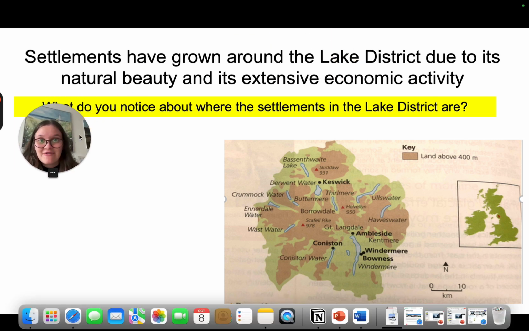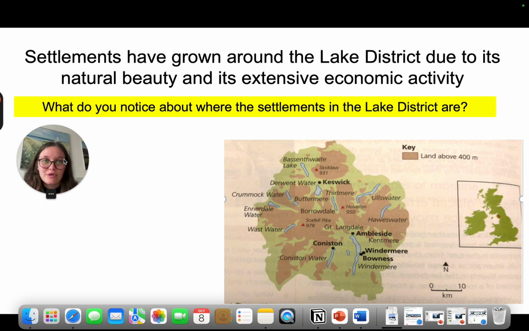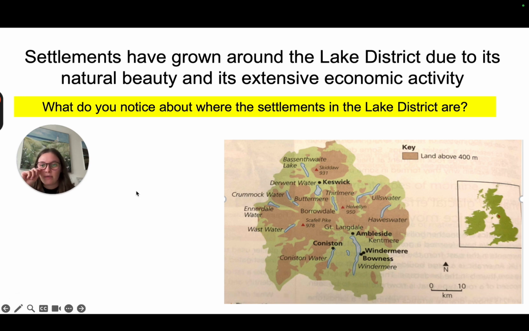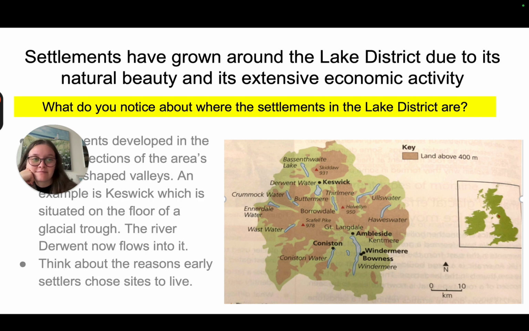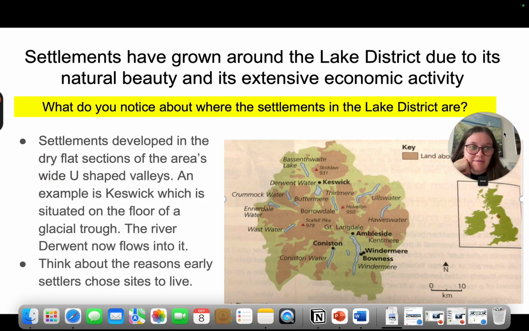So settlements have grown around the Lake District due to its natural beauty and its extensive economic activity. Looking at this map here, what do you notice about where the settlements in the Lake District are? You've obviously got Lake Windermere here, and these are the settlements we're talking about. What do you notice about where they are? Think about land, think about access to these ribbon lakes. Let me move my picture.